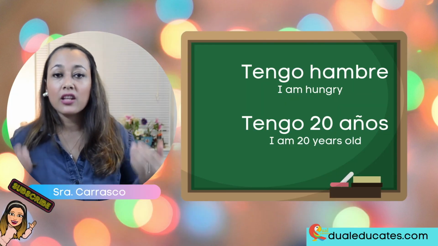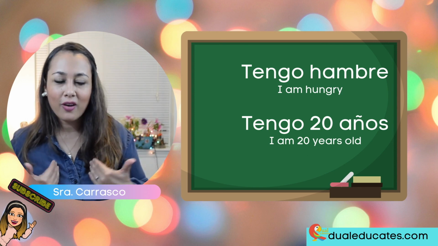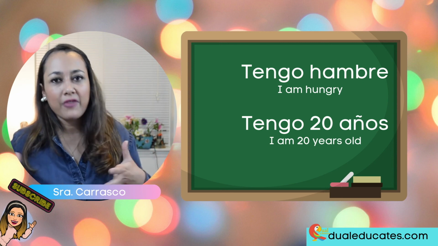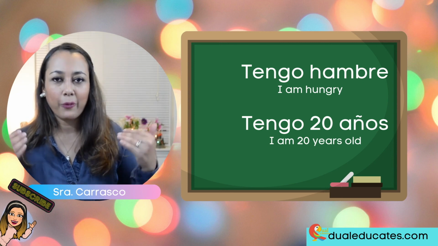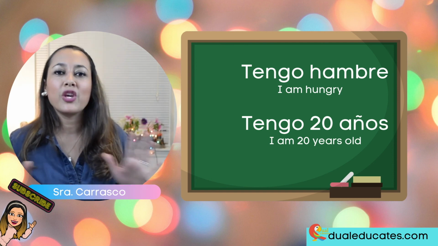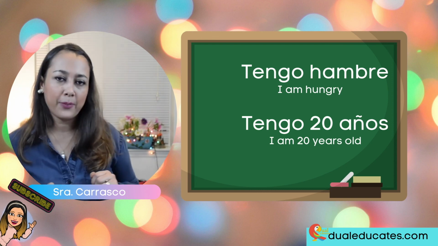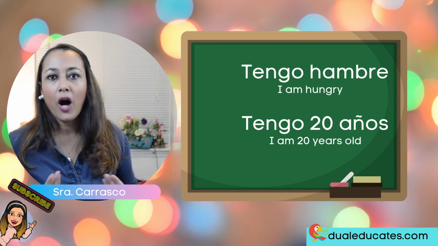So we say, tengo 20 años. That's why people that are starting learning English have this problem. I have 20 years. We know that is I am 20 years. But in Spanish, we use the verb to have to express feelings. We have some examples here. Tengo hambre. I am hungry.